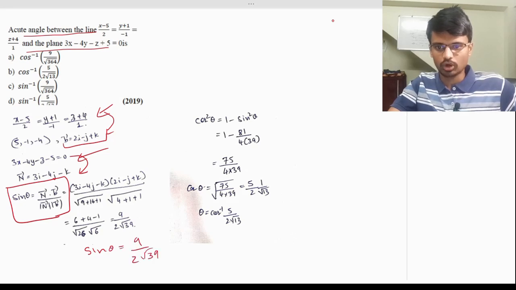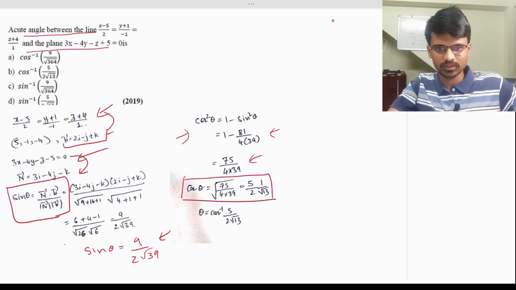But there is no option that matches this. So I'm going to my cos theta. Cos square theta is 1 minus sine square theta. So this is my cos square theta, and my cos theta comes out to be this. So my theta is equal to cos inverse of 5 by 2 root 13. So that is how you can find this out.